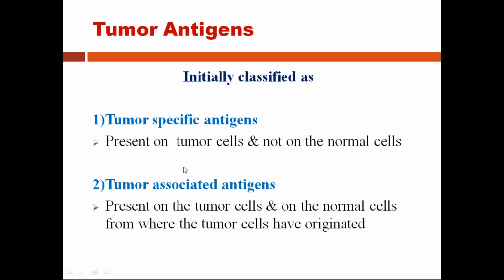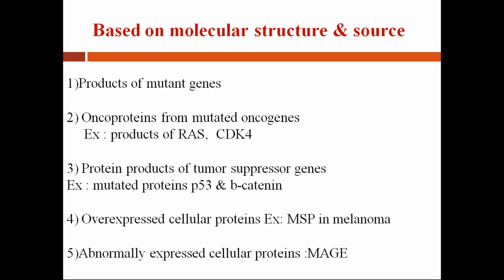cells. Next, you have the tumor associated antigens, which are present on the tumor cells as well as on the normal cells from where the tumor cells have been originated. So those are tumor associated antigens. This was a classification which was followed before, but now the latest classification is based on the molecular structure and the source of the antigen. This was the field which has been researched by immunologists.